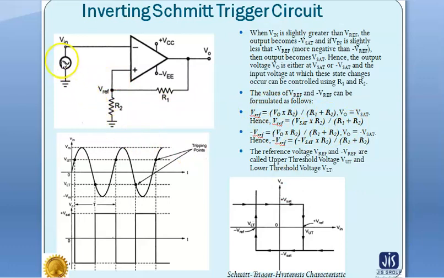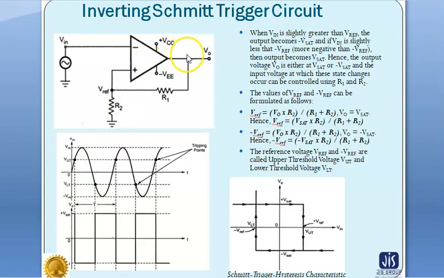Now if the input signal increases, when it is slightly greater than this reference voltage, the output changes from plus Vsat to minus Vsat. So here we have seen that if the input voltage increases over the upper trip point, then the output voltage will transition from plus Vsat to minus Vsat.